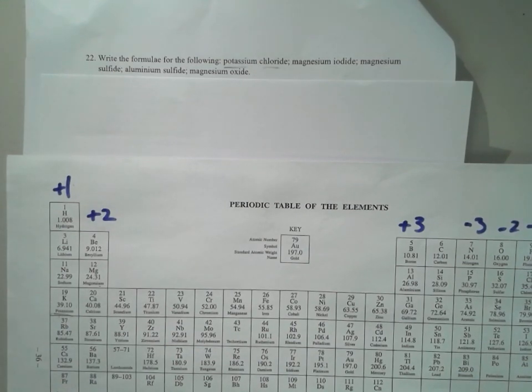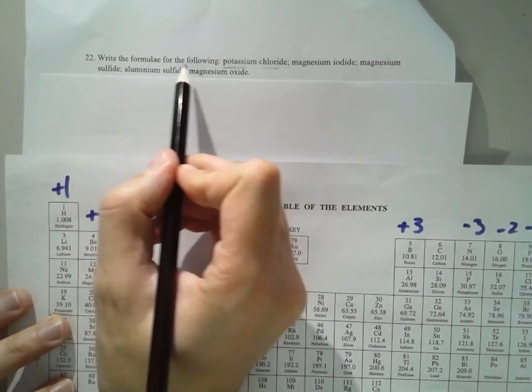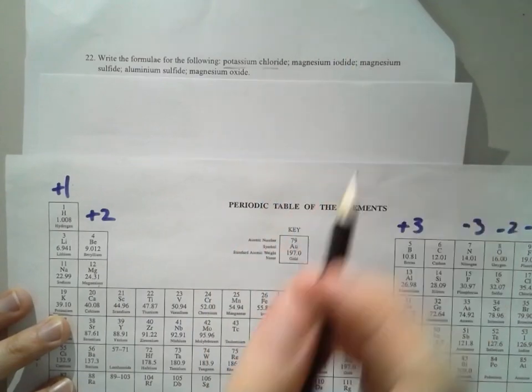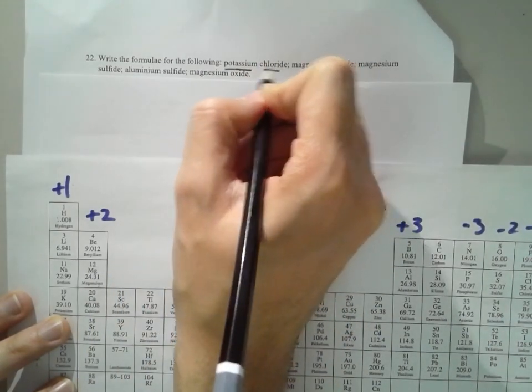This video is the third installment of my Year 10 revision questions, and we're starting off from question number 22 right now. All we need to do is write the chemical formulas of the following compounds. The first part is potassium chloride.